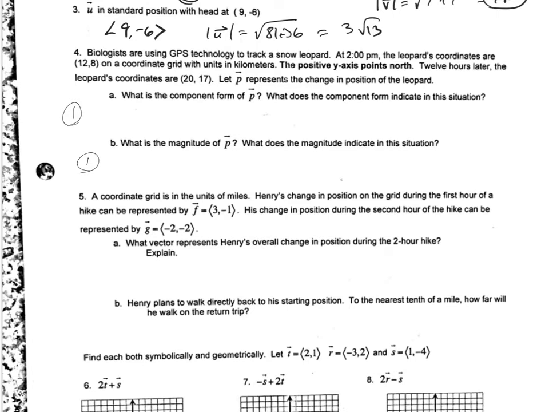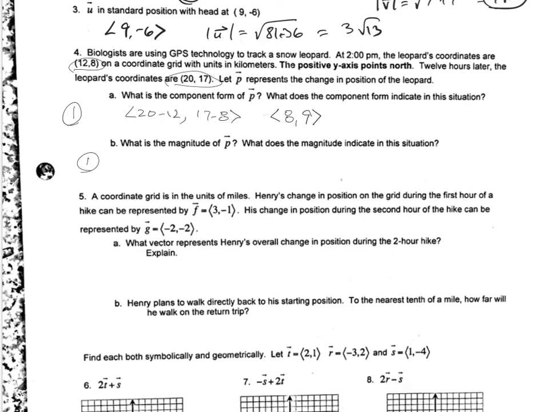So for the first question here, we've got the beginning and the end coordinates. So you again would do 20 minus 12 for the component form, and then we would have 17 minus 8. Remember, the signs are important, so if you do it backwards, you do get the wrong signs. So the component form is 8, 9.